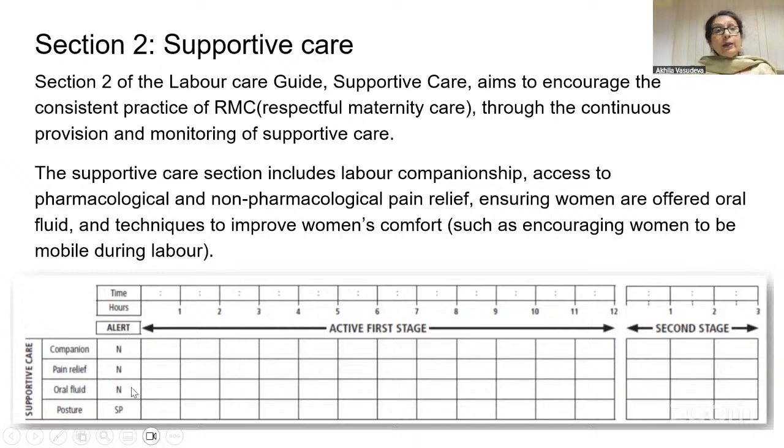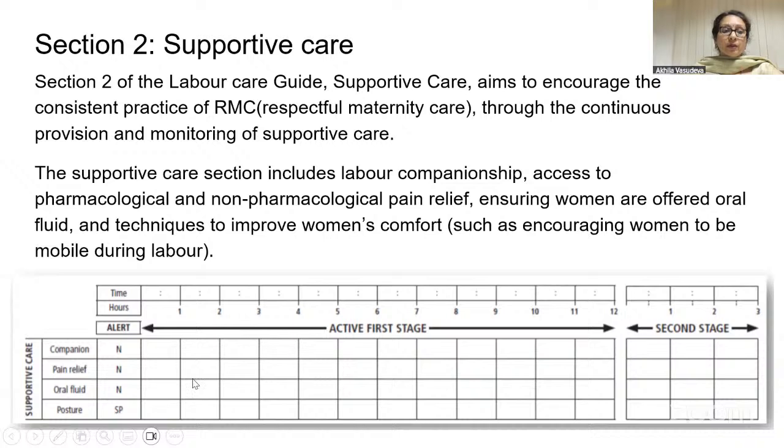So by documenting and by checking whether you are reaching this alert line, we are forced to make sure that we are giving adequate supportive care to laboring women. And that is the greatest advantage of using the new Labor Care Guide. And all of us should make sure that these points are met appropriately in our labor room.